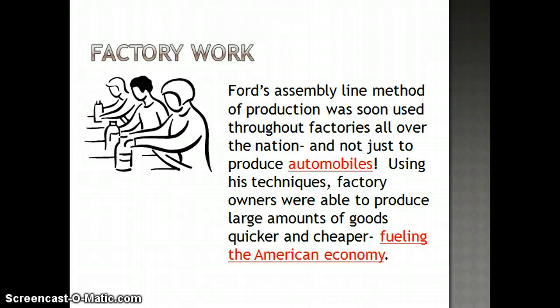Although in class we had focused mainly on the manufacturing of automobiles, Ford's assembly line method of production was soon used throughout factories all over the nation, not just to produce automobiles. Using his techniques, factory owners were able to produce large amounts of goods quicker and cheaper. This fueled the American economy.